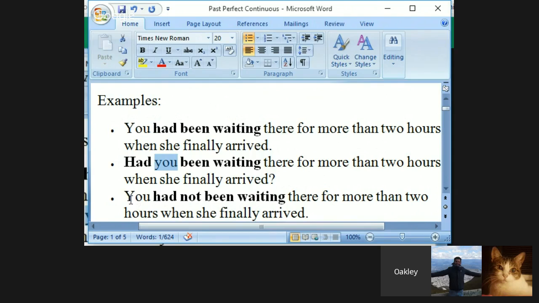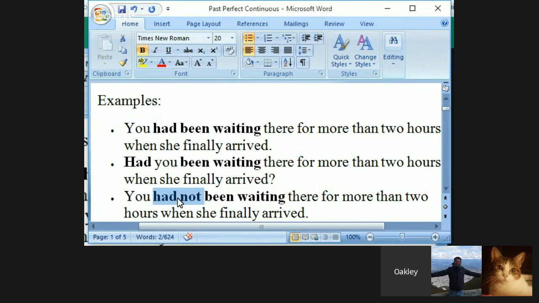And finally, in the negative, the not adverb, the negative, is added after the first auxiliary. First auxiliary is always important in construction. First auxiliary for all verb tenses is always important. It's always the same. In the question, it's going to go first in the sentence. In a negative, the not will follow the first auxiliary.